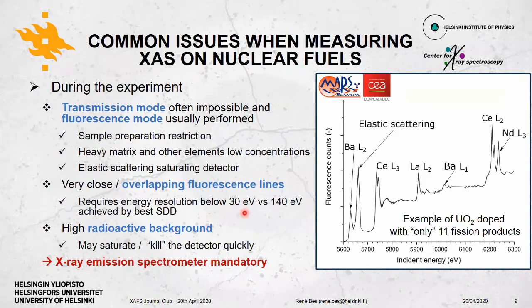but you cannot predict it actually. And to solve this, you need to achieve a resolution below 30 electron volts, but it's impossible using the best silicon drift detector or solid state detector. And another problem is that if you look at your sample directly, you may saturate or kill the detector by itself just because of the radioactivity of it. So it's better to look at the sample indirectly, and to do that, X-ray emission spectrometer is a very nice solution.